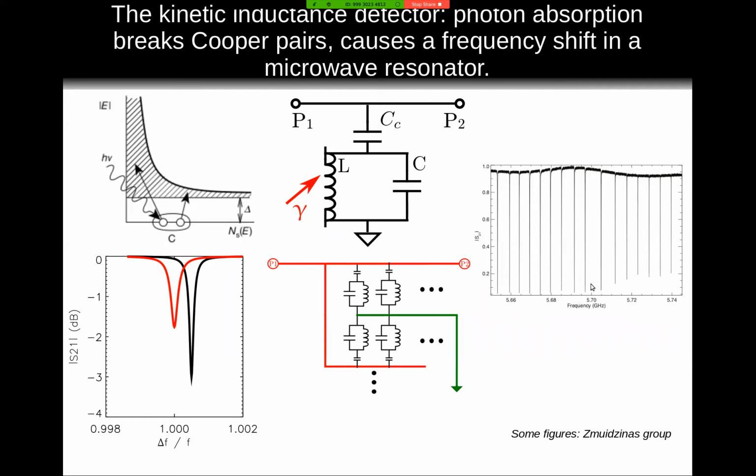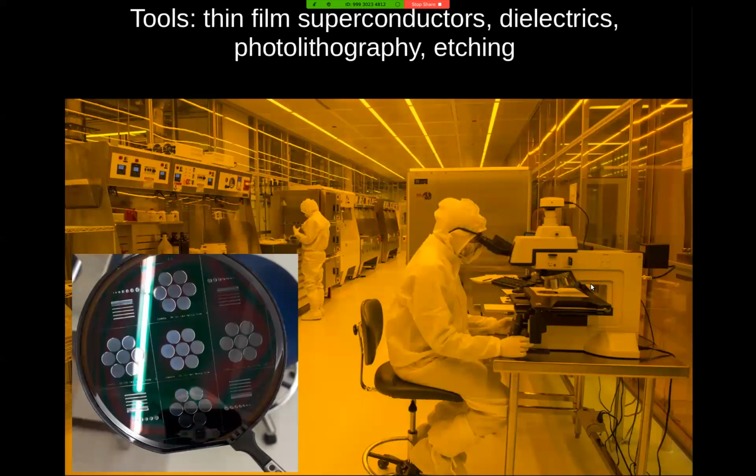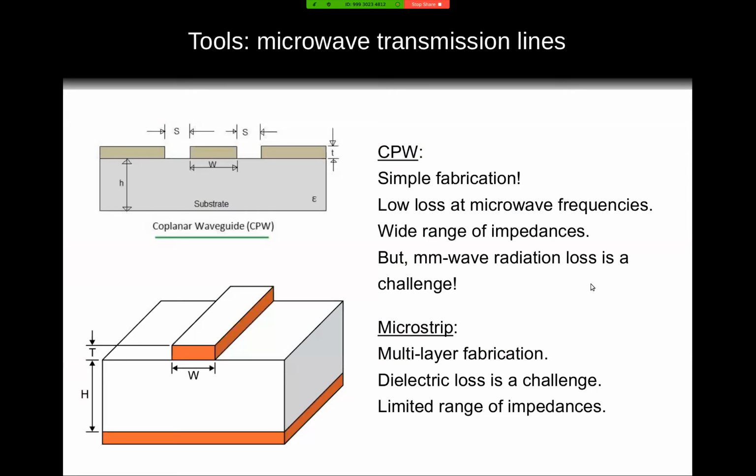The way we make these is all using superconducting thin films on silicon detectors like this. We make use of high frequency superconducting circuits in order to make this work. There's a coplanar waveguide shown at the top and microstrip shown at the bottom, and that allows us to transmit millimeter wave radiation through a silicon wafer in a way that preserves most of the power.